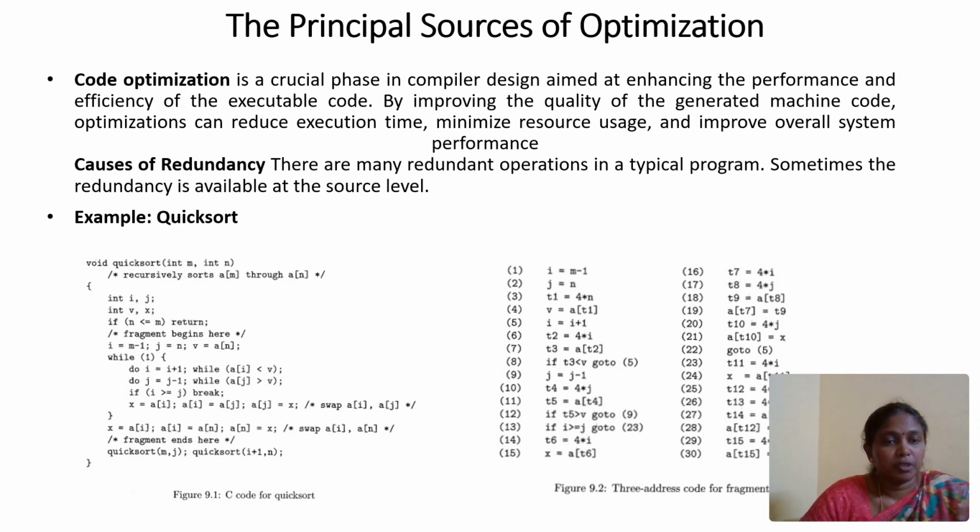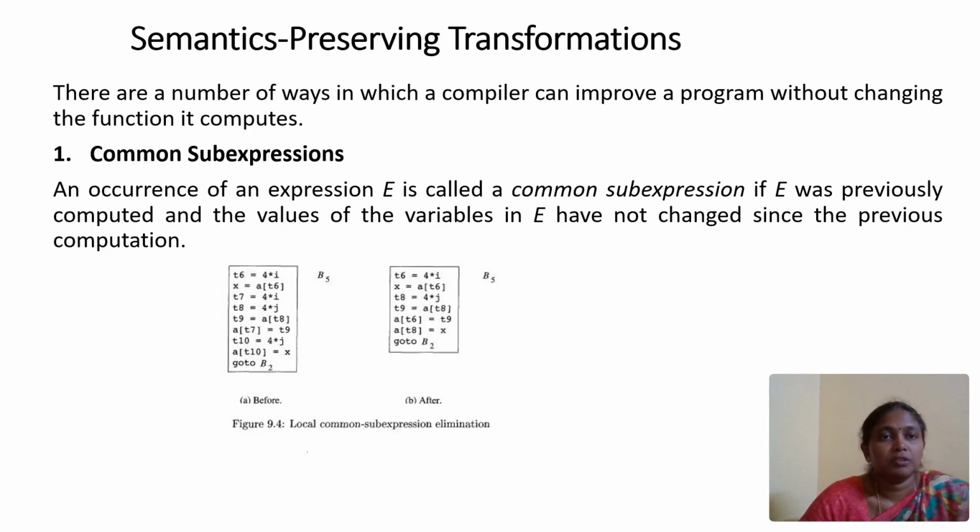Here is a quicksort program, which contains 15 lines. This code is converted into 30 lines of intermediate representation. Before converting this three address code into machine code, we need to eliminate redundancies. The principal sources of optimization contain two techniques: semantic preservation transformation and loop optimization. Semantic preservation means optimizing the code without changing the functionality of the code. Here, four techniques are available.